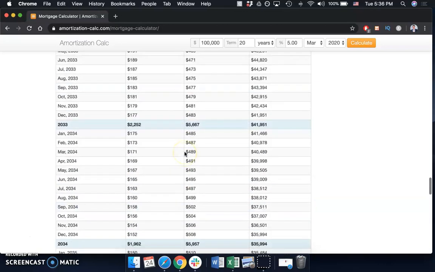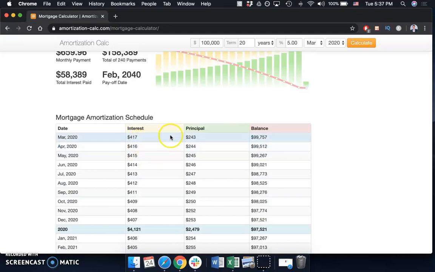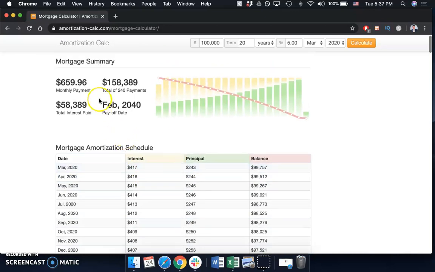Okay, now this is what you need to know. If you think that you take out a loan and in the very beginning your balance is going to go down by the full amount of the monthly payment, that is not the case. You need to be aware of the fact that out of all the money you're paying, $659, $417 of that goes straight to profit for the bank. And only $243 is going towards paying down your loan.